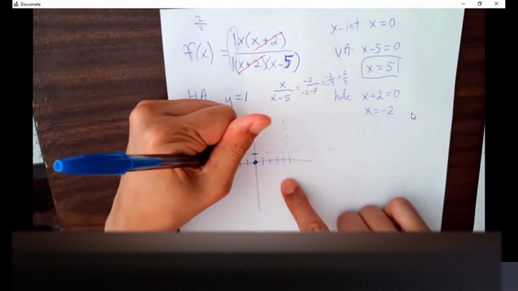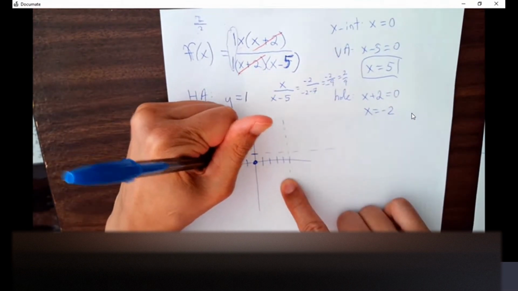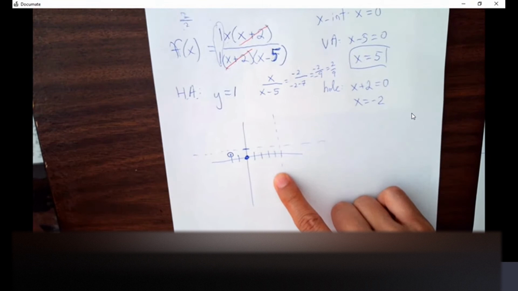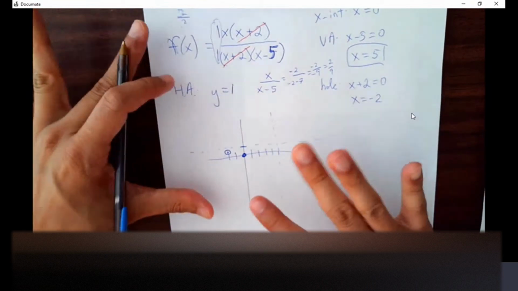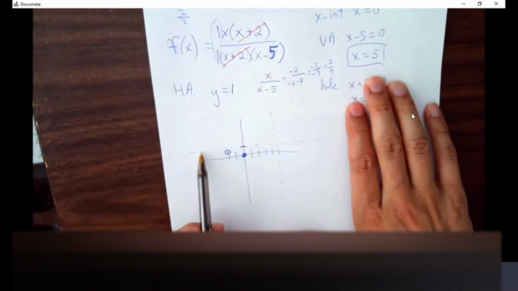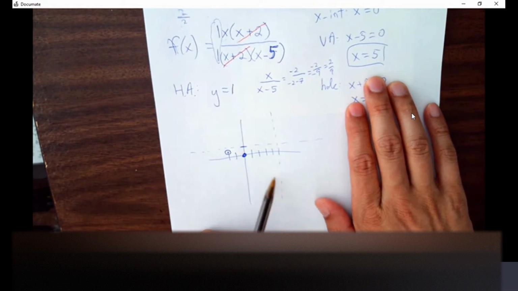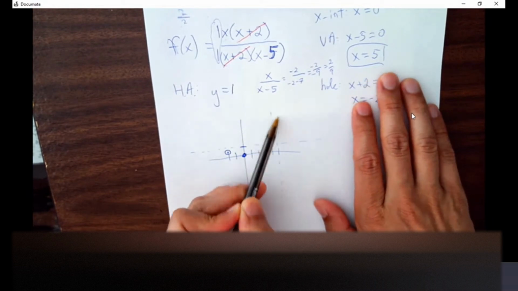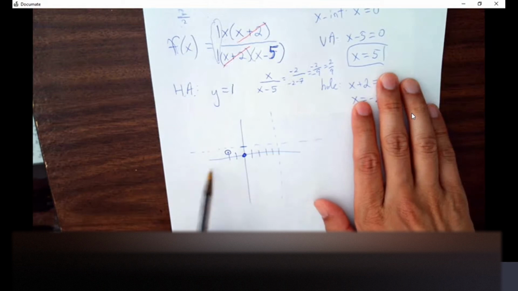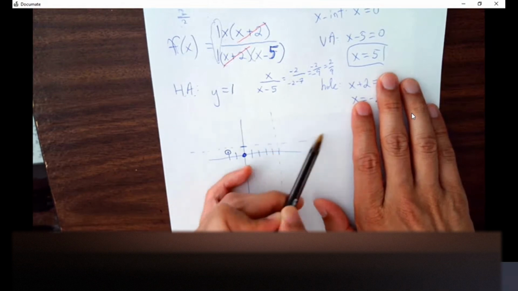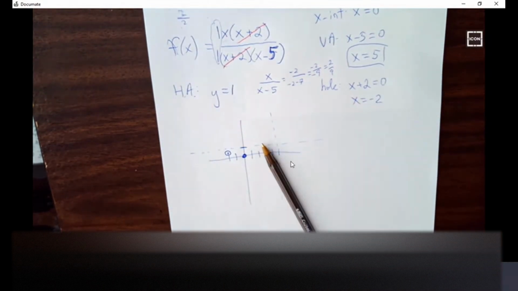Oh, I'm sorry, it's a hole. So we want to put a big open circle there. But we have an idea how the graph's going to look, right? It's going to kind of hug along these lines. So we expect the graph to be something like this, and then something like this. They're all going to have the same shape. But we'll go to Desmos to confirm.